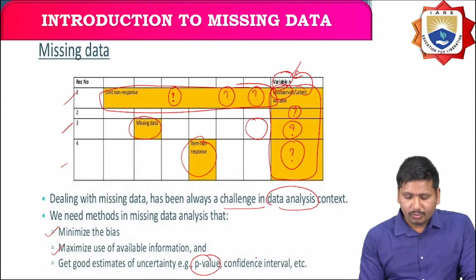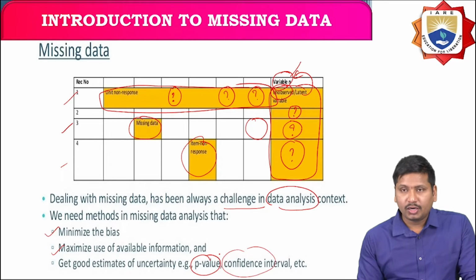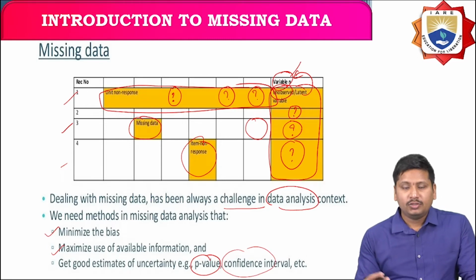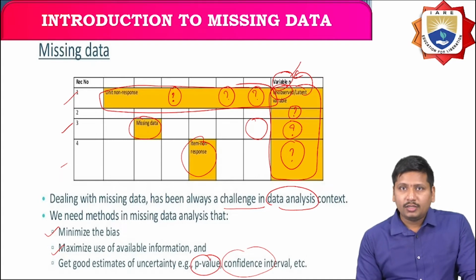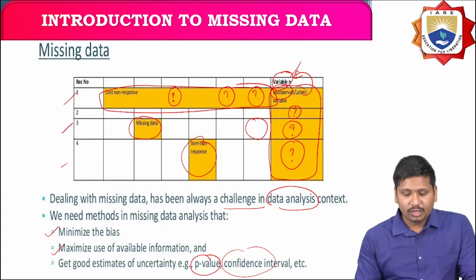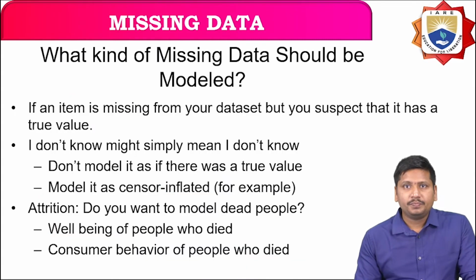like the p-value or confidence interval. Based on some factors I can calculate the uncertainty, and based on that I can estimate it. So what kind of uncertainty is there, and what factors are affecting it? In order to handle this missing data, we have different types of methods. In further slides I will explain this.